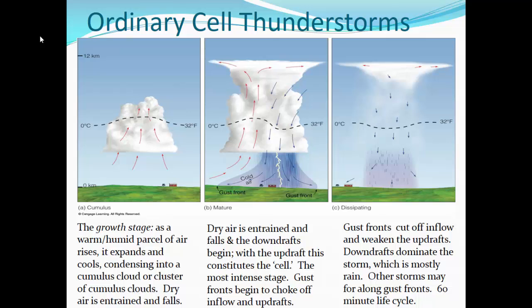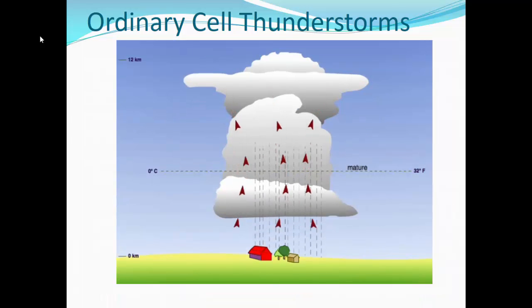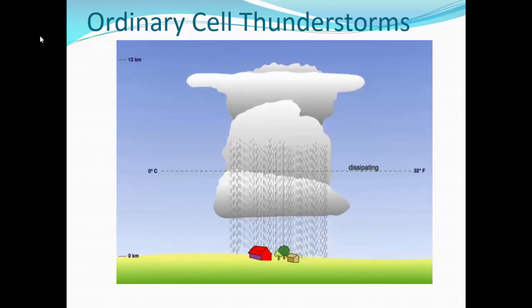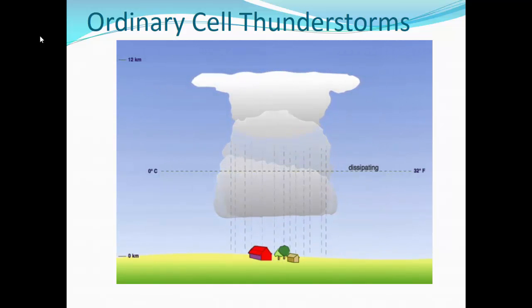So this animation is what it looks like with the updraft eventually turning into the downdraft, where you have the rainfall and that downdraft bringing cold air down that cuts off the inflow, the fuel for the shower and the thunderstorm, and eventually the storm itself begins to dissipate and die out. That is an air mass thunderstorm, an ordinary cell thunderstorm.